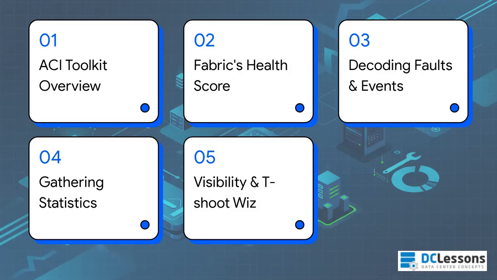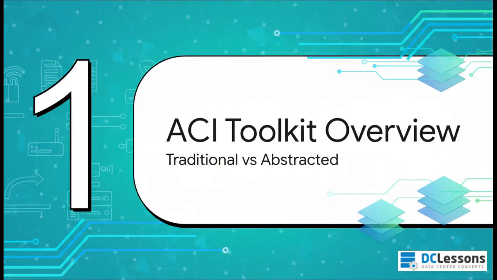So here's how we're going to tackle this. We're going to follow a classic top-down diagnostic path. We'll kick things off with a quick overview, then we'll jump into the fabric's health score, learn how to decode faults and events, see how to gather data with statistics, and then we'll wrap up with the really powerful visibility and troubleshooting wizard. Okay, let's get right into it.